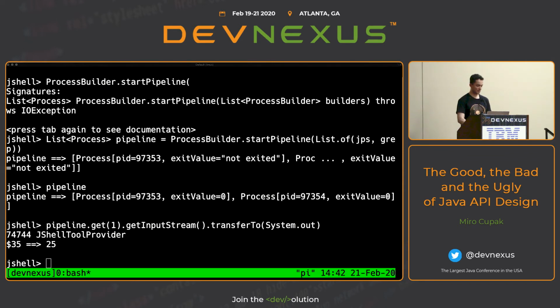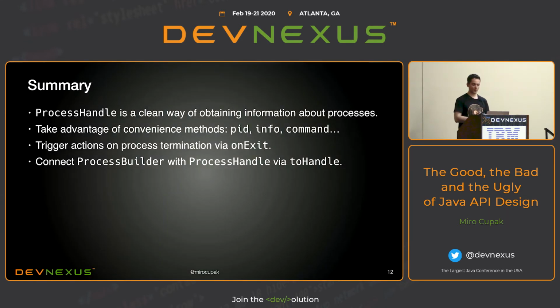So to sum up, remember we now have the ProcessHandle interface, which gives us a very clean way of obtaining information about processes. It's a very nice and fluent API. We can take advantage of the convenience methods there, like pid, info, command. You can now trigger actions on process termination through the onExit method and the CompletableFuture that it returns. And you can connect the old ProcessBuilder API to the new ProcessHandle API through the new toHandle method.